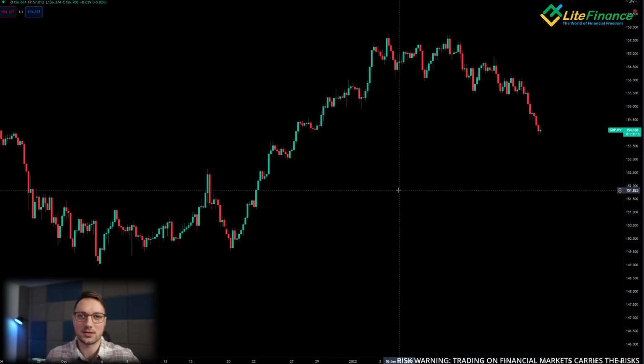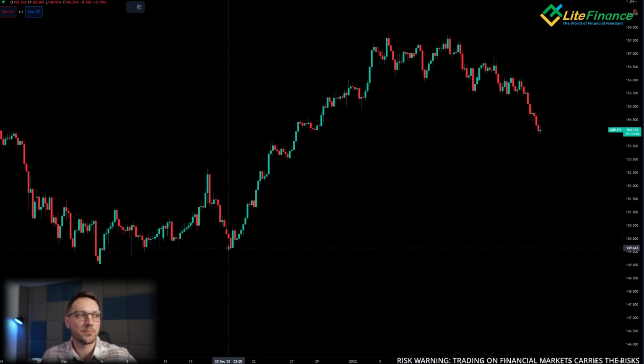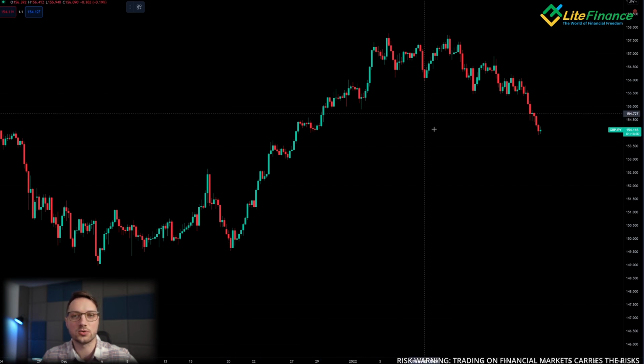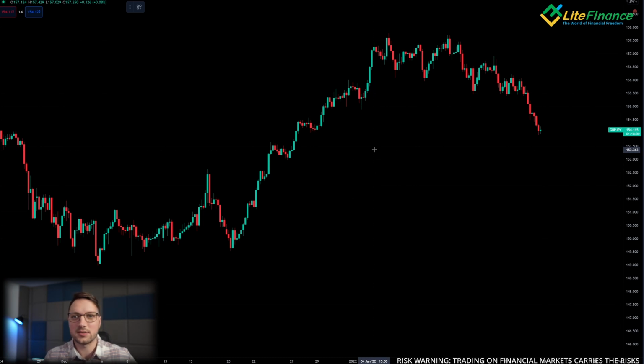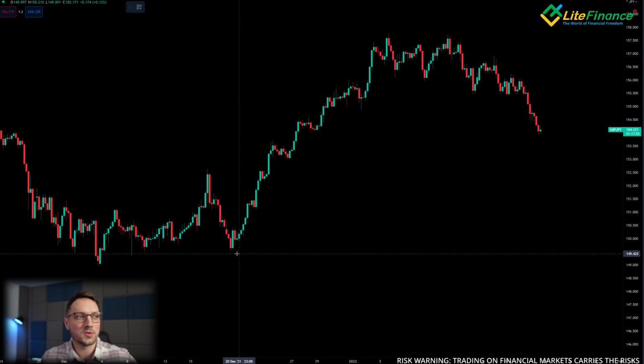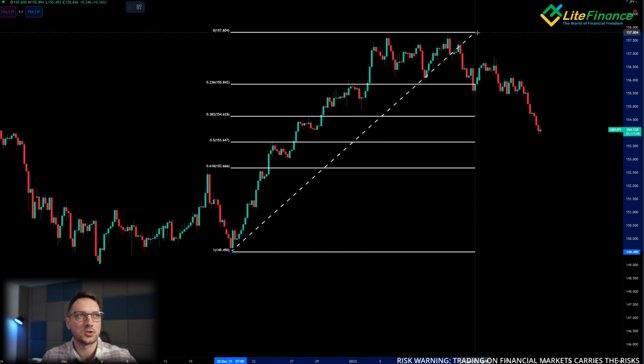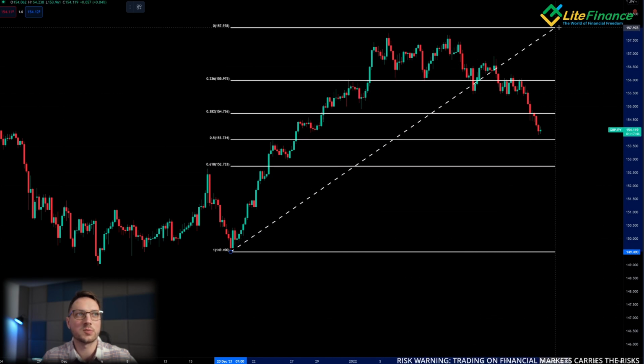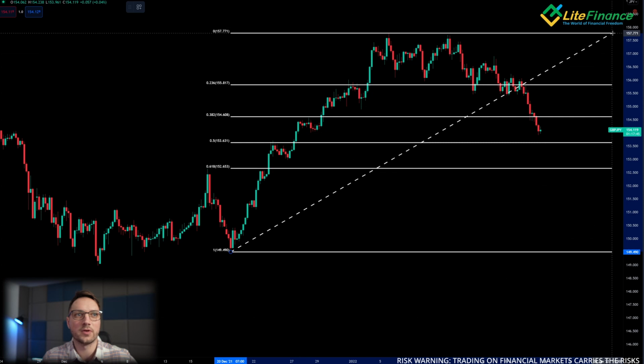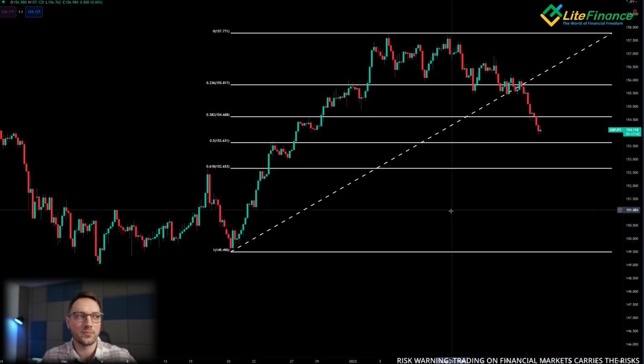Okay guys, so we are now at the platform and what we should do with this tool. So basically we are measuring the previous wave, either to the upside or to the downside, but to the downside those waves are called corrections. But let's start with this impulse wave. So we are measuring from the notch to the notch, which means from the lowest point to the highest point of this upward moving wave, this impulse wave.